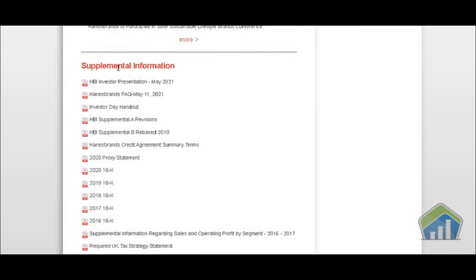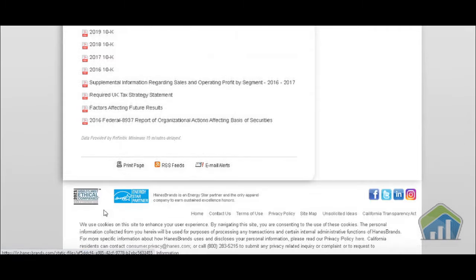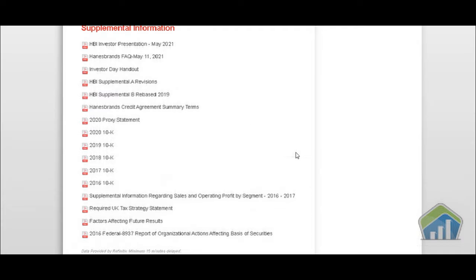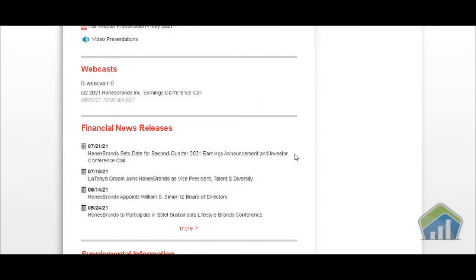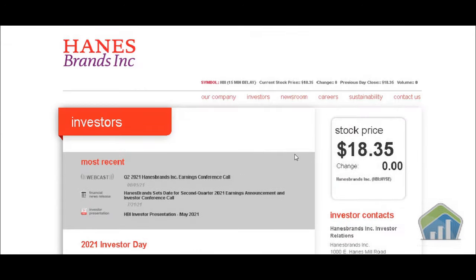Moving down, we have supplemental information, HBI investors presentation. Move on. We have their 2020 10K. So this is some of the stuff that's going to be in your SEC filings, and we can kind of scroll down and they have print page. So if you want to, you can print the page, RSS feeds, and email alerts, right? So if you want to get any email alerts in dealing with your Hanesbrand stock, hey, go right there, type your email address in, and you'll start getting alerts.